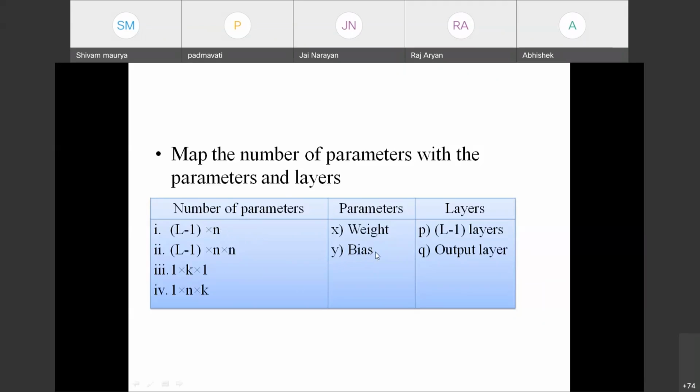Now it should be mapped with either L minus 1 layers or the output layer. It is P, correct? L minus 1 layers, because we ourselves considered so many layers, L minus 1 number of hidden layers. So 1, Y and P has been mapped by me. In a similar way, try to map these three. K is the number of outputs.